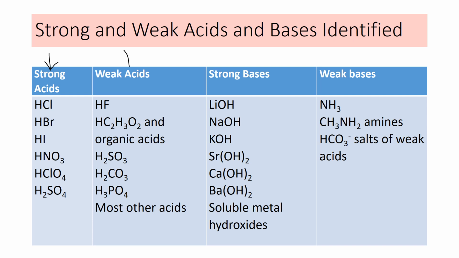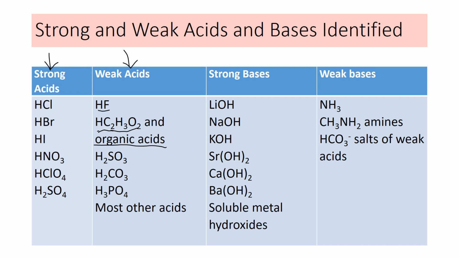The weak acids are hydrofluoric acid. Now notice hydrofluoric acid would fit in these categories. F is a halide like the chlorine, bromine, iodine, but HF is a weak acid. The next one is acetic acid, and that falls into a category of organic acids. And all of the organic acids are weak acids. So you remember those from the organic chapter. All of those that have the carboxylic acid group will be a weak acid.